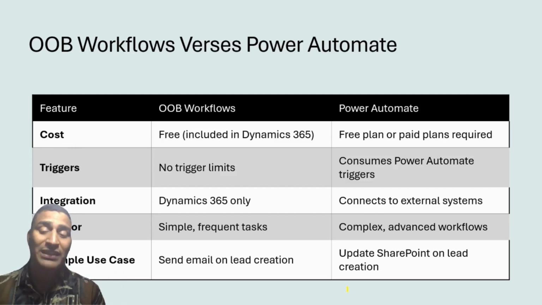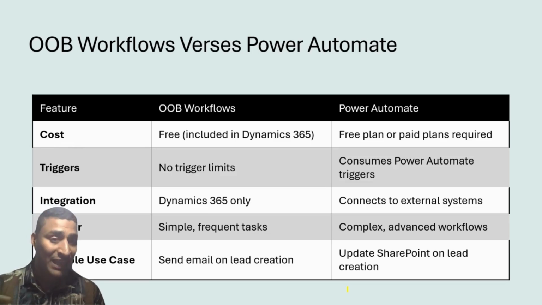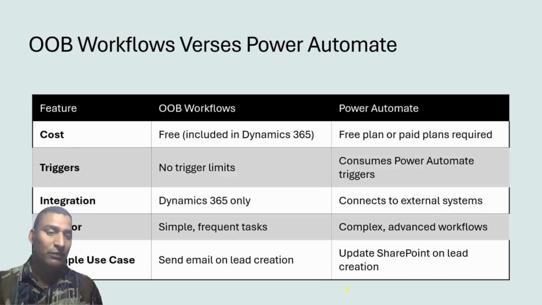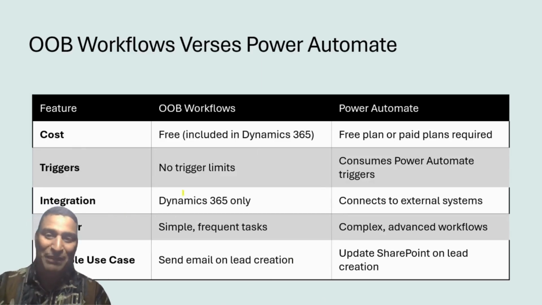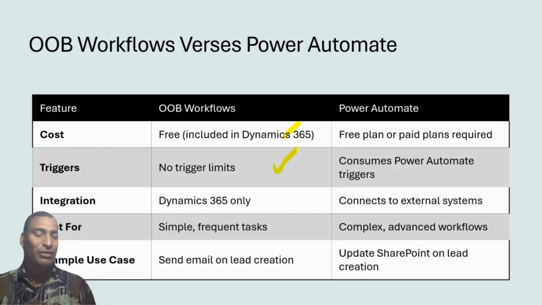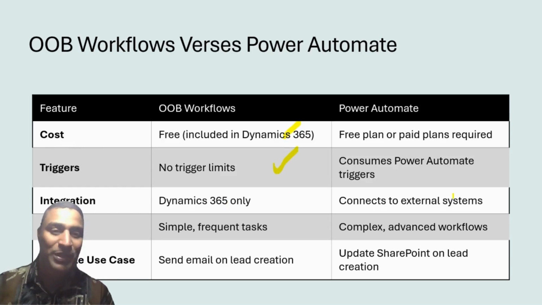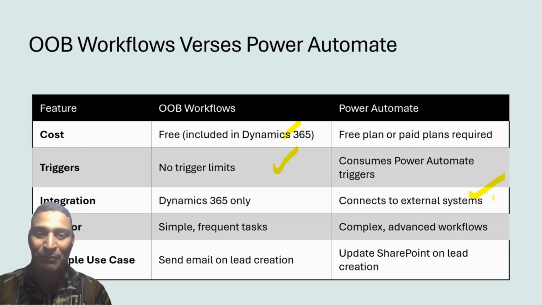Coming to the triggers, we don't have a triggering limit in out of box workflows, so you can trigger as many times as you need, and within this license we don't have such limitations. Whereas Power Automate consumes triggers, as I said. So till here, the lead role was played by the out of box workflow, the champion in this row. In integration, Dynamics 365 only can be integrated with out of box workflows. Now here the champion is Power Automate, which connects to the external system. So here the game is won by Power Automate.